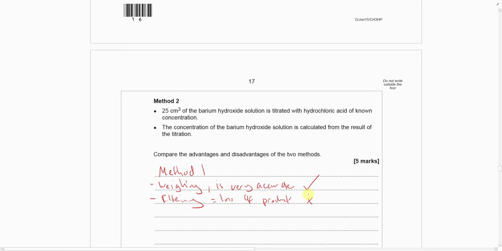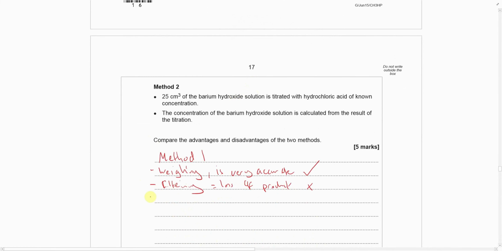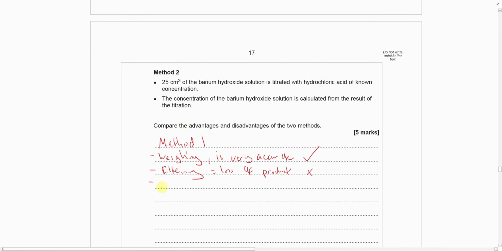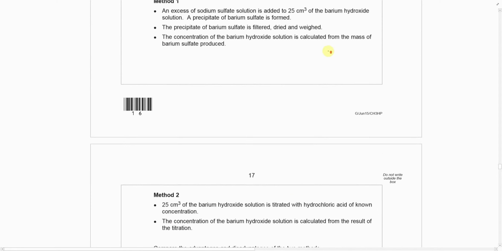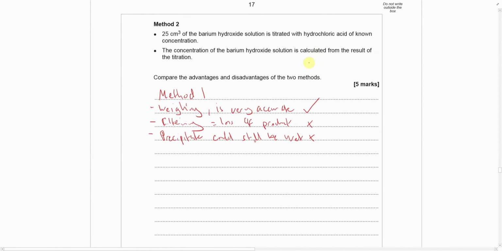A bit of a disadvantage. And dried and weighed. Now this is one thing that I came across a lot when I was doing my degree: things are rarely dry. So the precipitate could still be wet. Again, that would give you an incorrect mass, and obviously make the concentration appear higher than it is, or lower than it is.